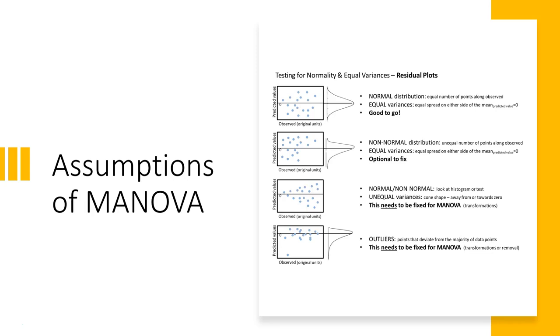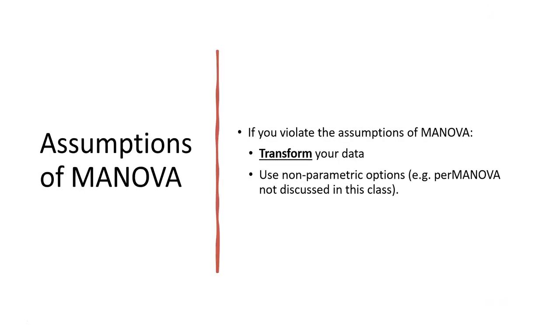If it's normal or non-normal, we need to look at our histogram or do a normality test. If we have unequal variances, like a cone shape, either going away from or to 0, these have to be fixed for us to do an ANOVA, and you'll fix that using some transformations. And then if you have outliers, those are points that deviate from the majority of the data points. This has to be fixed for MANOVA because MANOVA is highly sensitive to outliers. So if you violate any of the assumptions of MANOVA, you need to transform your data, or you might want to choose some non-parametric options such as PERMANOVA, which we're not going to discuss in this class.